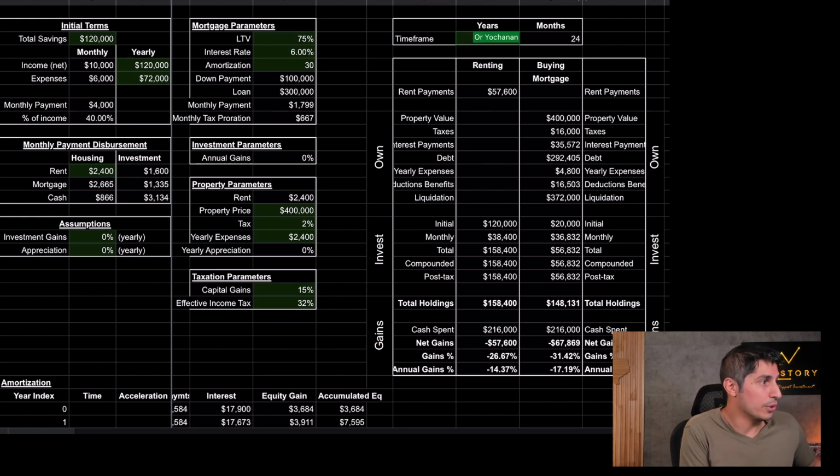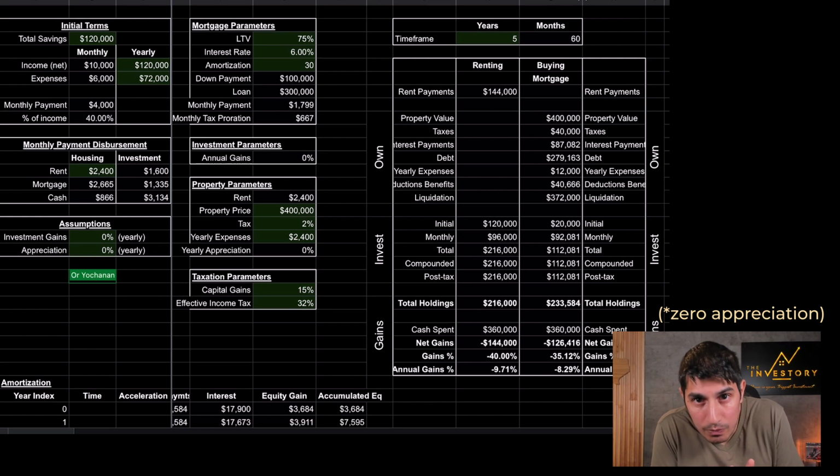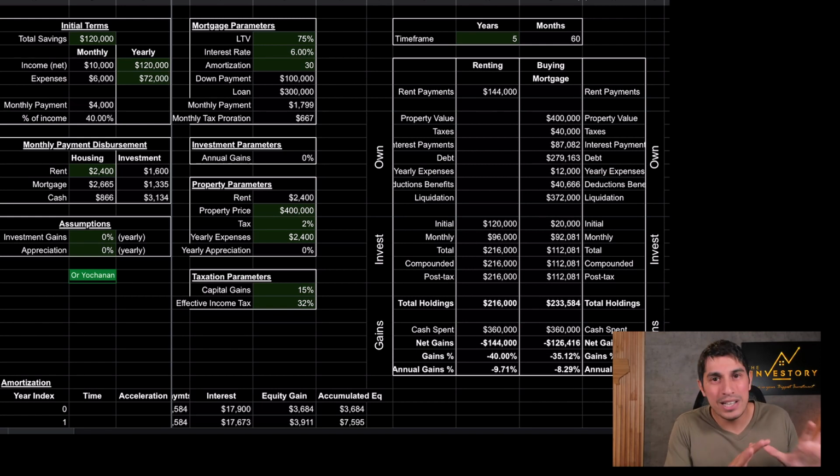Another thing I want to show you here is the assumptions and why they are so important. Some people are just saying, hey, I don't know investments, I don't know real estate, I'm just going to assume zero. Remember that assuming zero is still an assumption. And if you assume zero appreciation in several markets, it's kind of weird and definitely not true. So it's up to you to decide what assumptions to take.